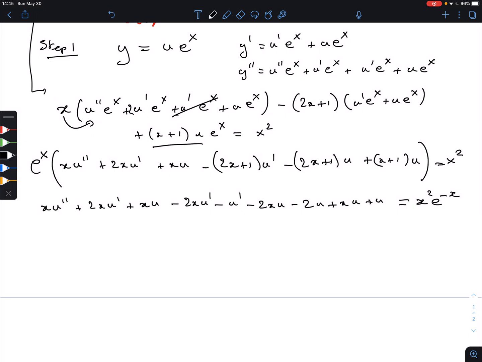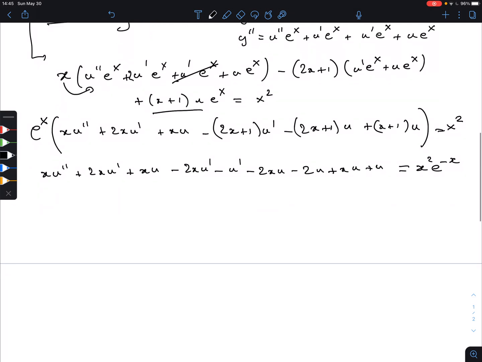Okay, well, they promised us a first order equation and it's a second order. Professor, you have been lying to us. Let's see. Okay, xu double prime. What happens with the u primes here? We have a 2xu prime that cancels with that, so we have one left, minus u prime. And then we have an xu minus 2xu minus 2xu plus xu, so they cancel.